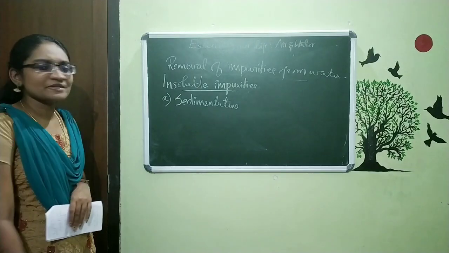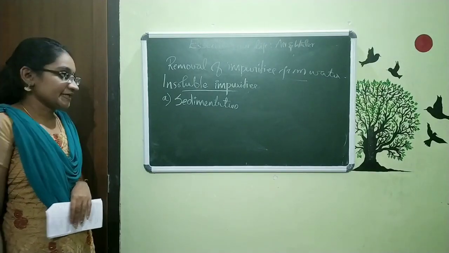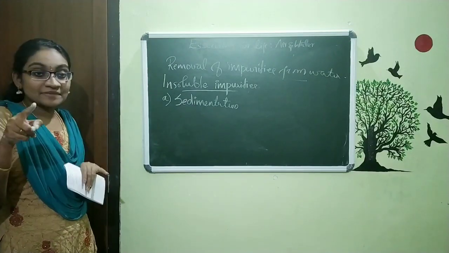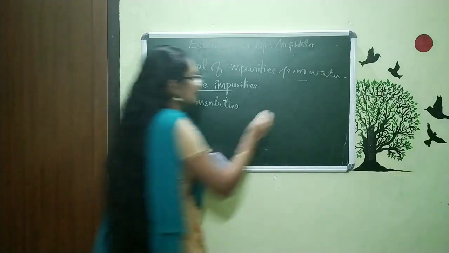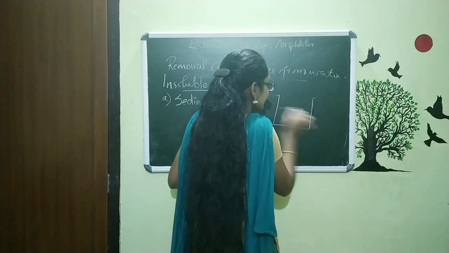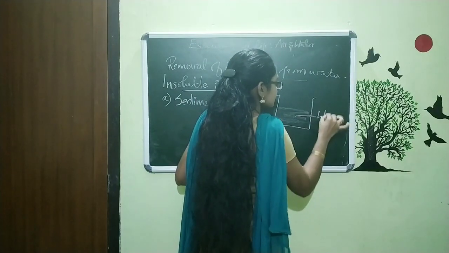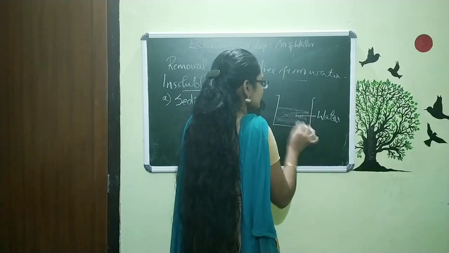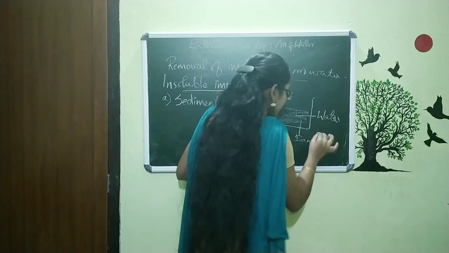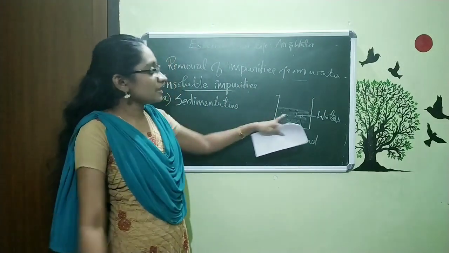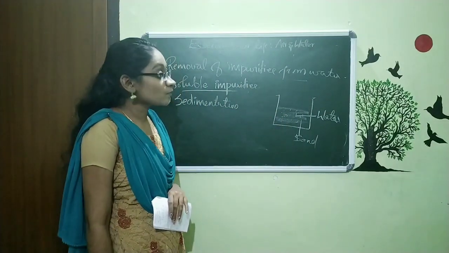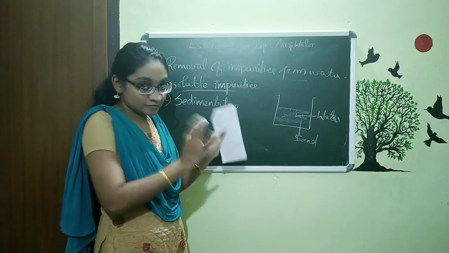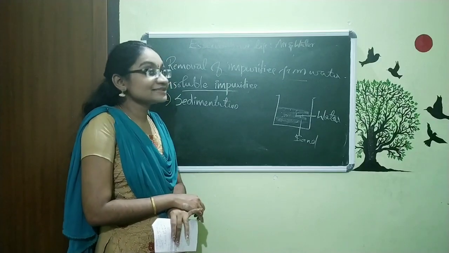Sedimentation. What is this sedimentation? That we want to study. We already said that an example of insoluble impurities is sand. So I am just taking a beaker, filling it with water, adding some sand, mixing it continuously. So now this water is the mixture of water and sand. Now the thing I am going to do, just observe, keep it undisturbed for some time.